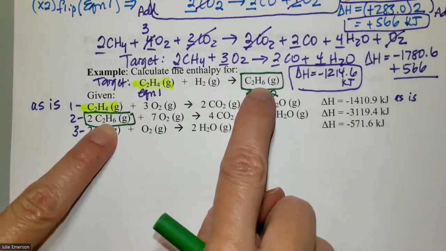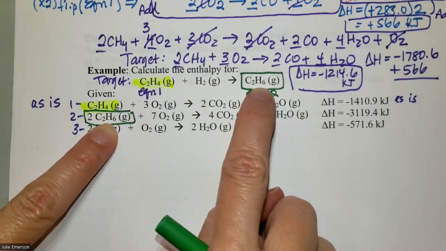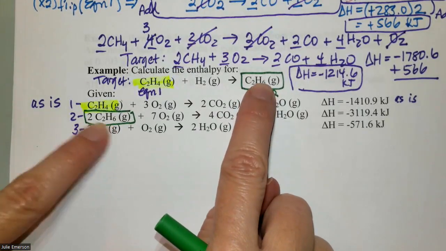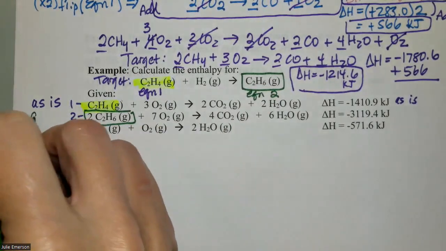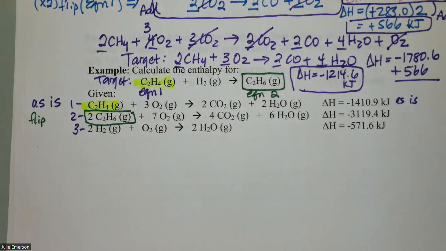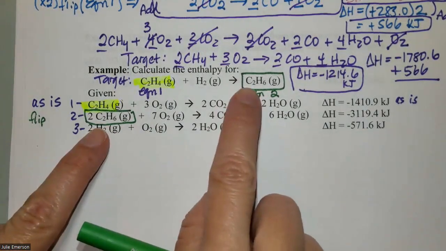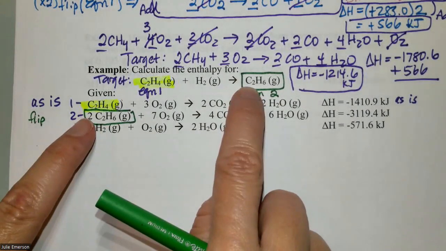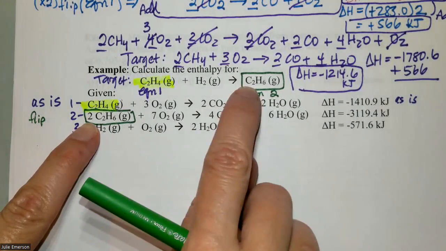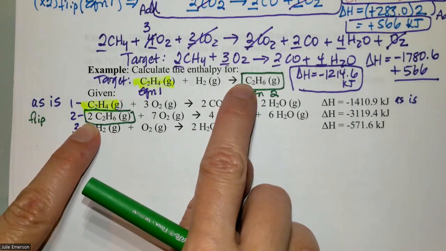Number 1, is it on the correct side of the arrow? No, I need it on the product side. In my given equation, it's on the reactant side. So I already know for equation 2, I'm going to have to flip it. Then the next question is, does it have the correct coefficient in front? And again, the answer is no, because in my given equation, it's got a 2 in front, but in my target equation, I only want 1.